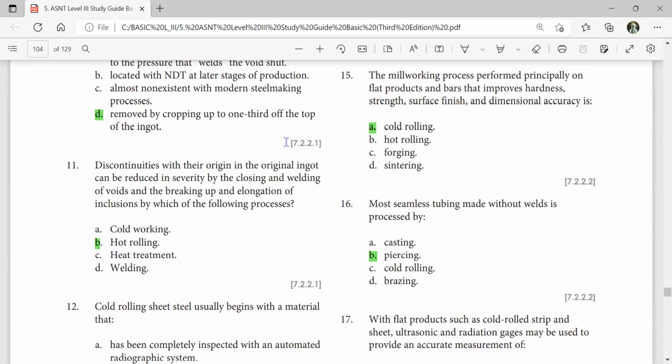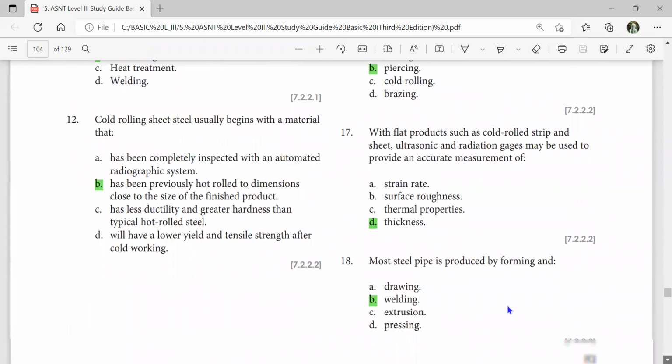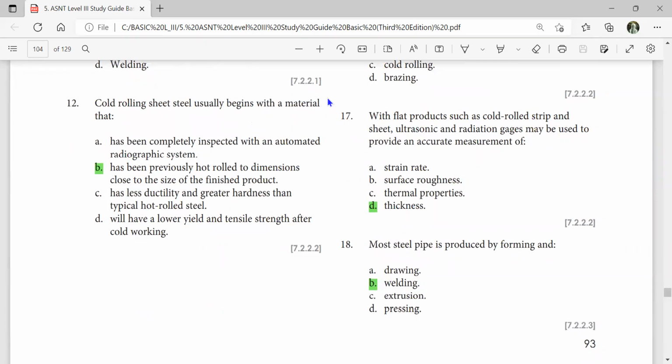Discontinuities with their origin in the original ingot can be reduced in severity by the closing and welding of voids and the breaking up and elongation of inclusions by which of the following processes? Hot rolling. Most seamless tubing made without a weld is produced by piercing. Cold rolling steels usually begin with a material that has been previously hot rolled to dimensions close to the size of the finished product. For flat products such as cold rolled strip and sheet, ultrasonic and radiation gauges may be used to provide an accurate measurement of thickness. Most steel pipe is produced by forming and welding.